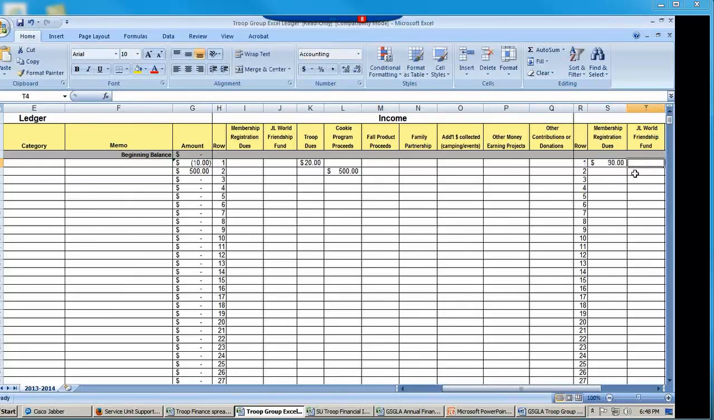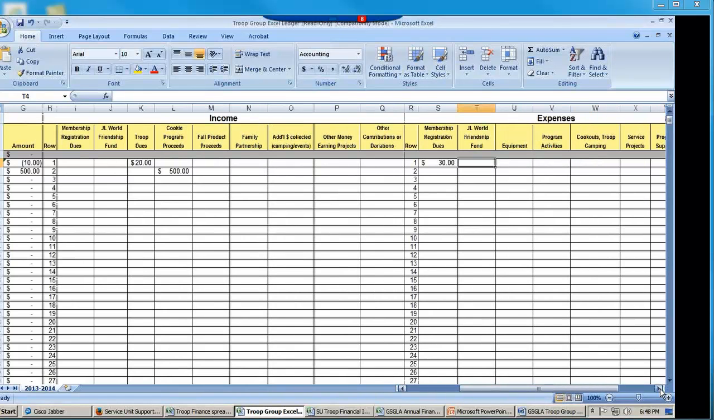Now, here's the one catch on this particular ledger. Remember I told you that the cookie program proceeds and the fall product proceeds are only in the income section of the annual report. So in this case, all of your transactions for cookies go into these two, into the income section. So if you're taking in a bunch of deposits throughout the cookie season, and then the council takes its first debit, you're going to put all your deposits in as positive numbers, and then if you have a $1,500 debit in there, you're going to put a negative $1,500.